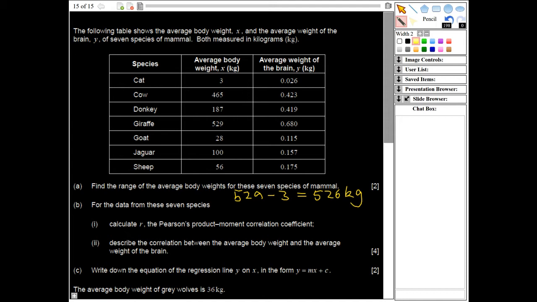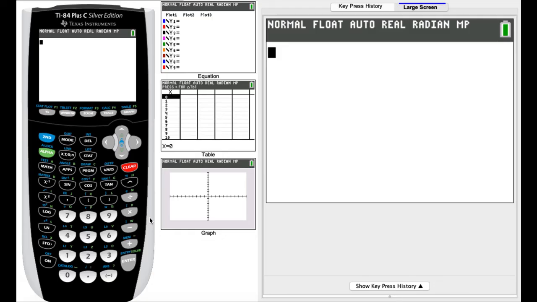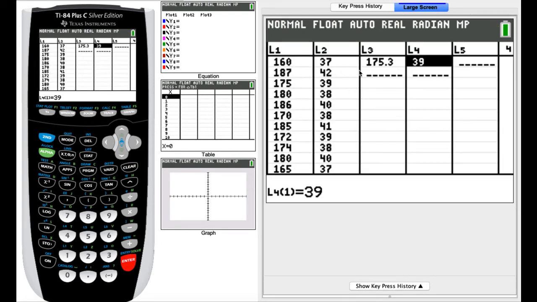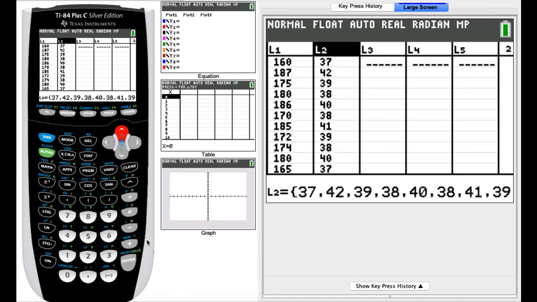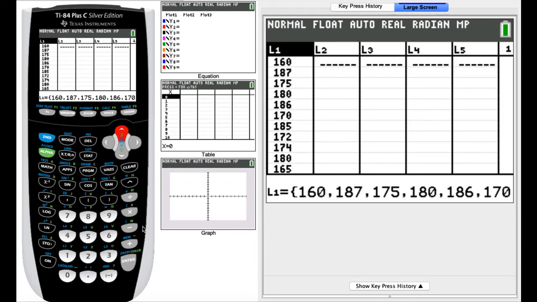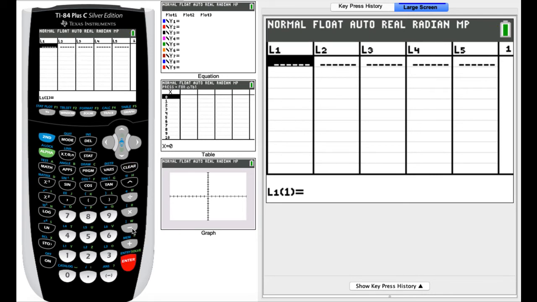Then it says, from the data of these 7 species, calculate R, the product moment correlation coefficient. So we can use the GDC for that. So to enter the data in, what I need to do is press Stat, and then go to Edit, and I see my lists here. I have a bunch of stuff in these lists. I'm just going to clear all that out before I start by going up to the top of each column, pressing clear. So move up to L2, press clear, then press enter. Move across, up, clear, enter. That gets rid of all my data.